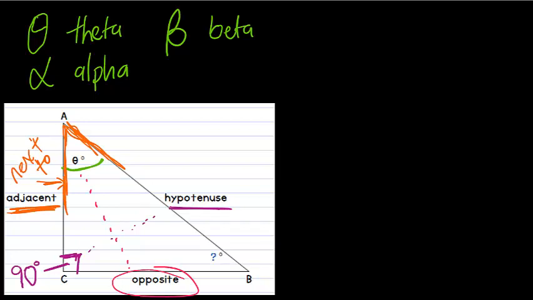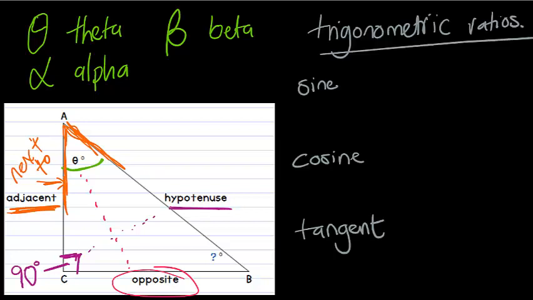Now, why are these words important? You ask a good question. In trigonometry, we work with three trigonometric ratios. The three ratios are called sine, cosine, and tangent.